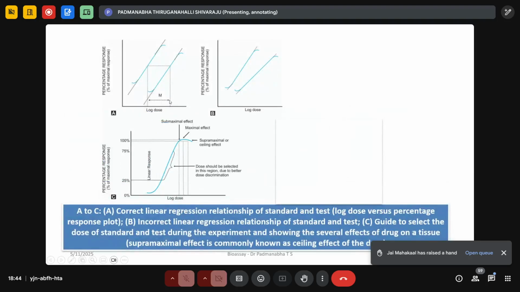So this is a linear parallel relationship. That is, graph A shows that this is the valid potency for comparison of the test drug and the standardized drug.